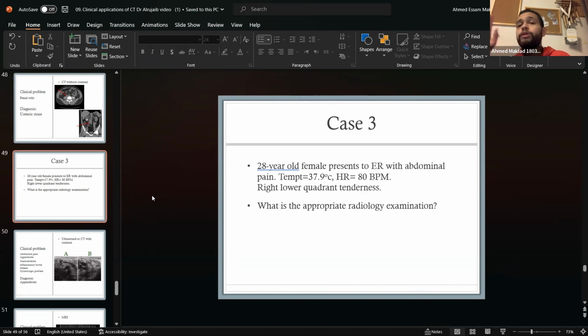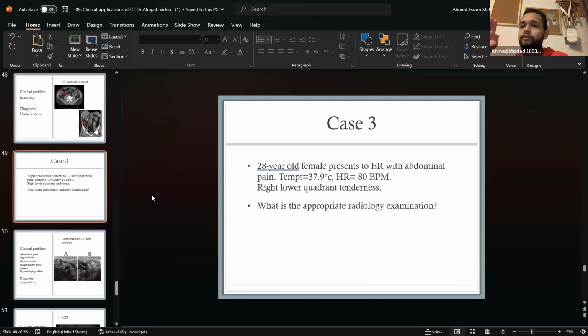All right. Usually in the ER, you would get a pregnancy test first. You get a pregnancy test first because you don't know. She could be pregnant. All right. So what you do is you get a pregnancy test first, and then you choose a modality.